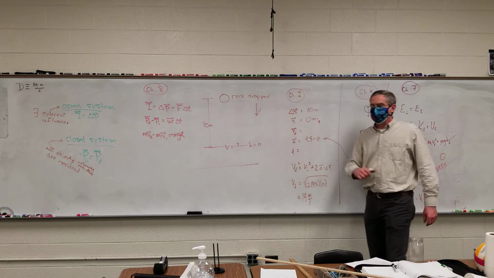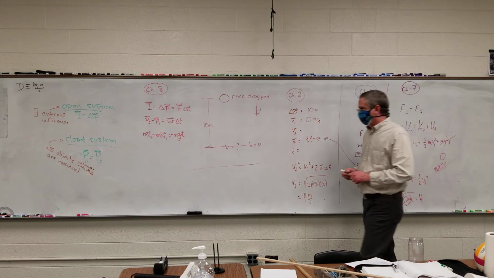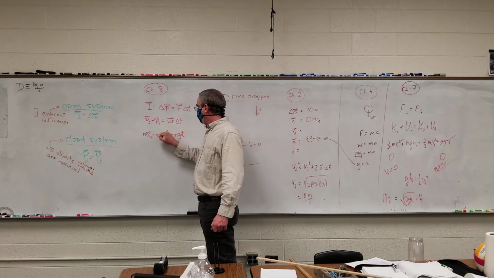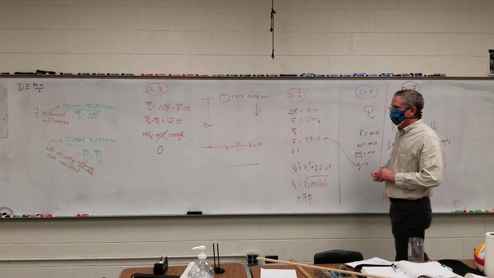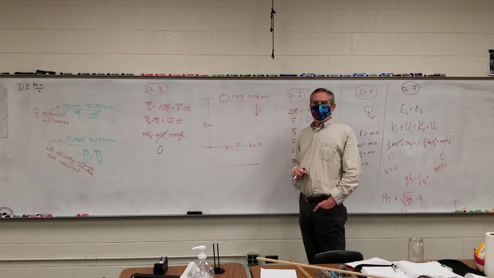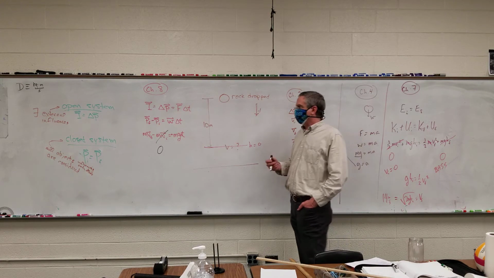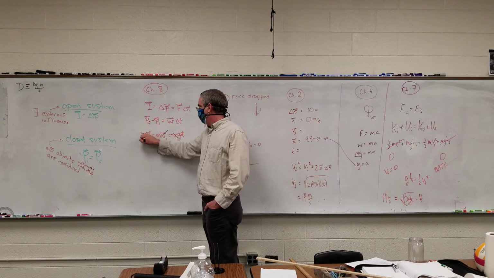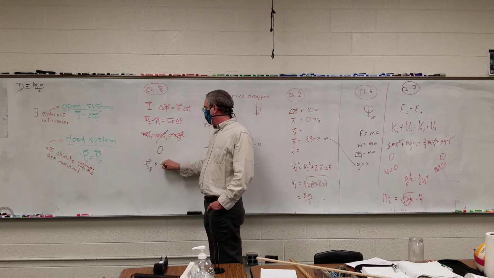What can I get rid of? Initial velocity. What else can I get rid of? Mass. Yeah, mass. So my final velocity is positive gt.